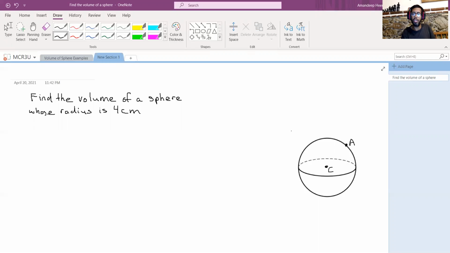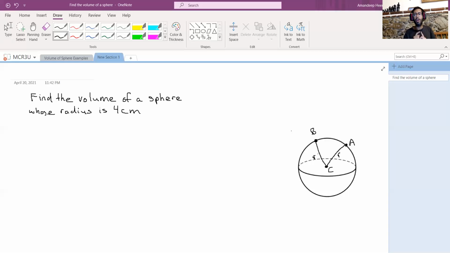And let's say the distance from C to A, let me write that distance, the distance from C to A, let's call it R. And let's consider another point on the sphere, let's call it B. And the distance from C to B is also R. And that's the idea of the sphere: the distance from the center to any point on the surface of the sphere is always going to be the same. It's always going to be that quantity called R.